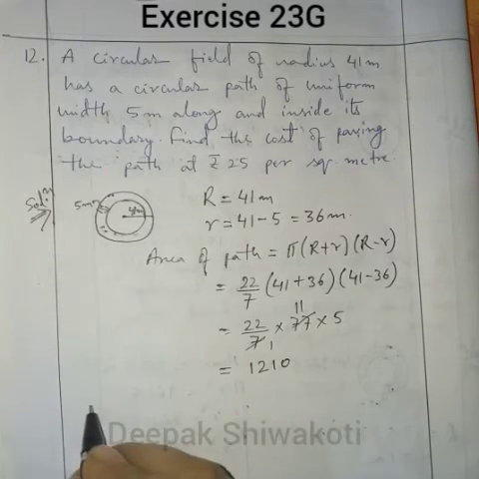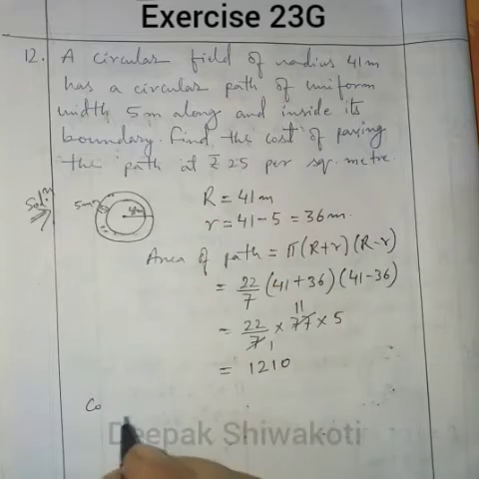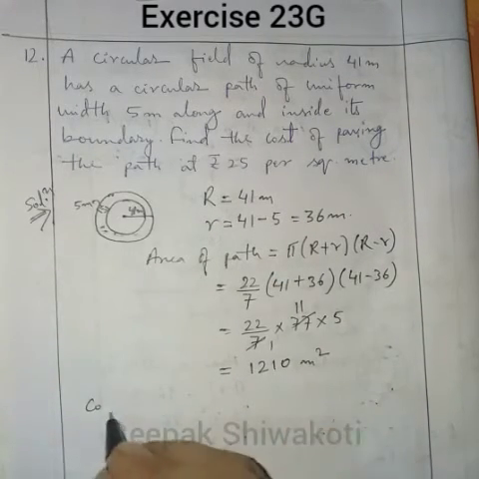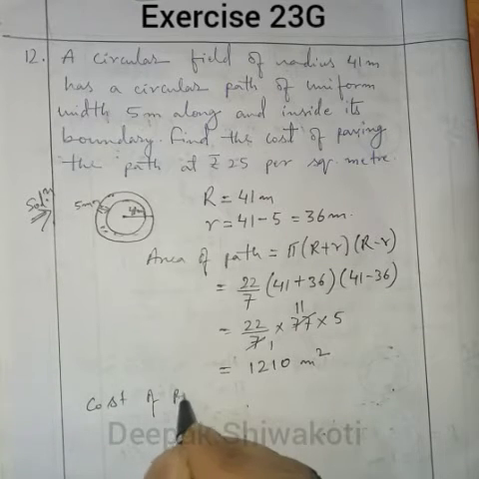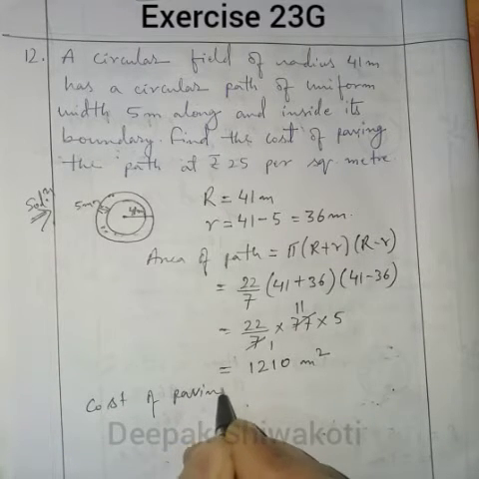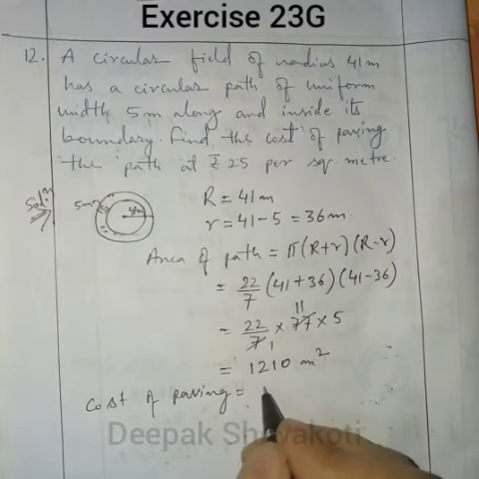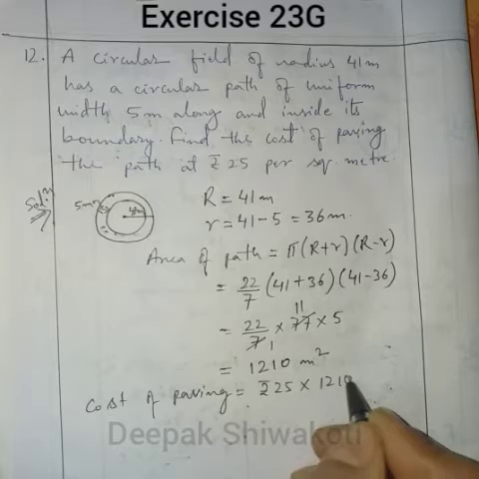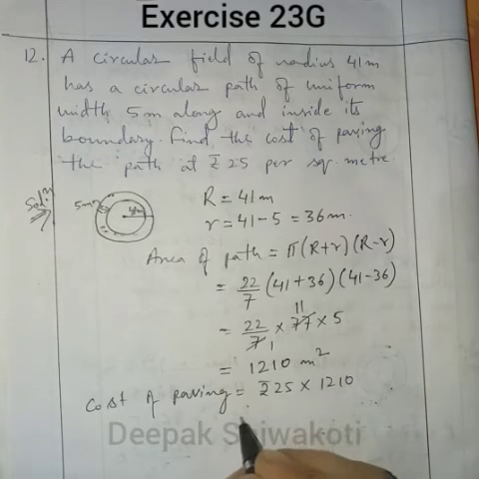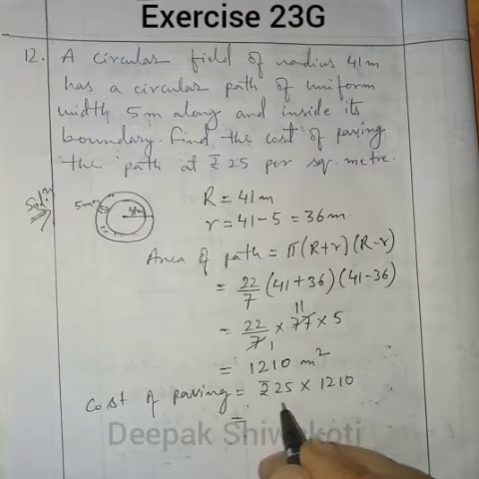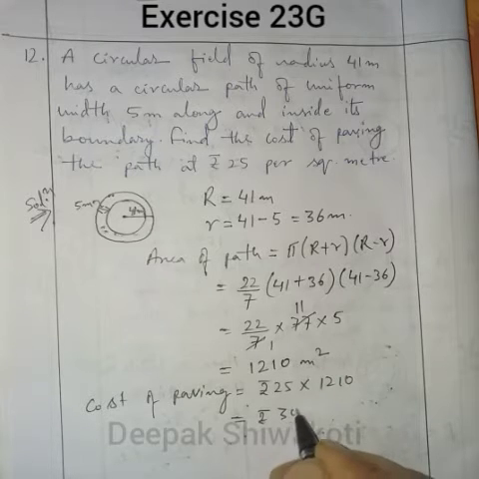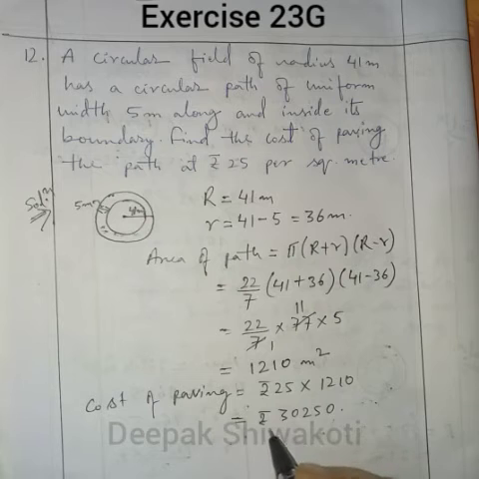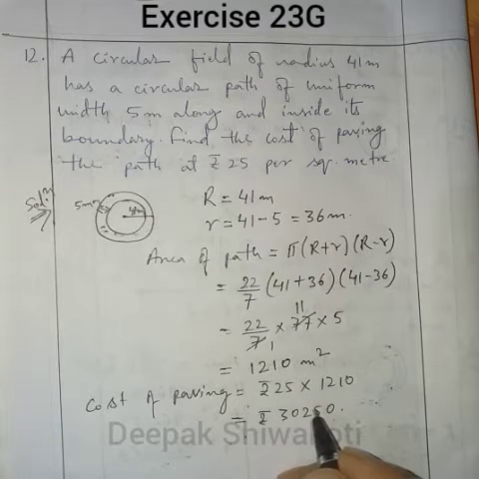Now the cost of path at the rate of 25 rupees per square meter. This one is in square meter. So cost of paving the path will be equal to rupees 25 into this much, that is equal to rupees 30,250. So this is the cost of paving the path.